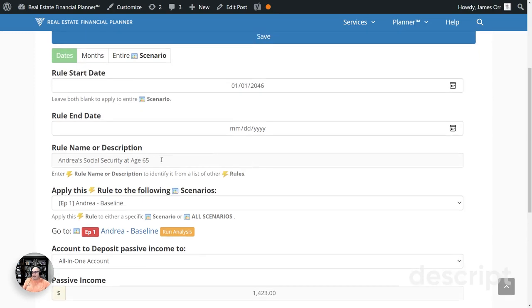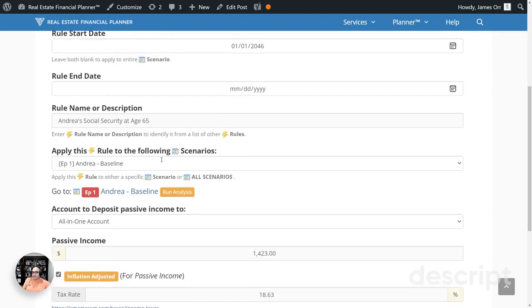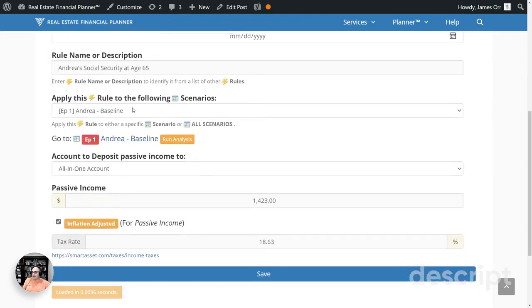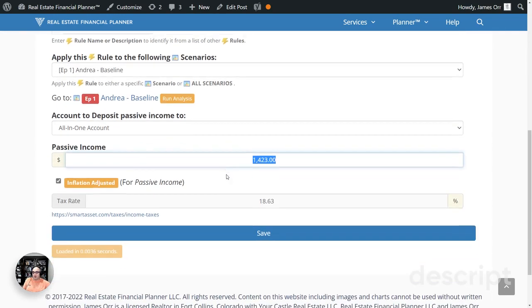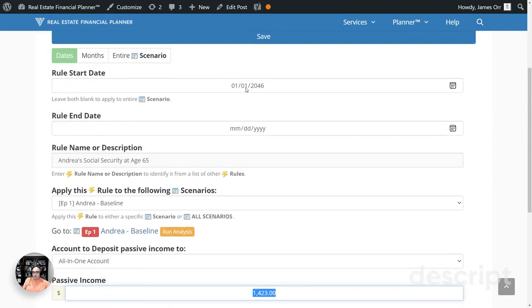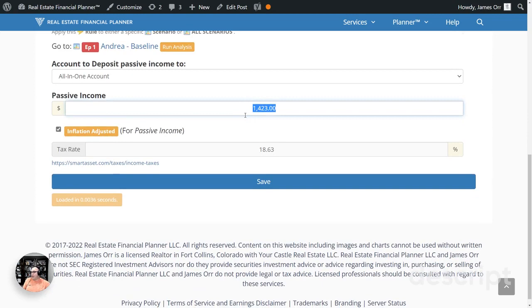And so I just described this as Andrea's Social Security income at age 65. It applies to that scenario, episode 1, Andrea baseline. And we're going to deposit her passive income into her all-in-one account. Her passive income is going to be about $1,423 per month, and we do adjust this for inflation. And then the tax rate on that income that she's earning is 18.63%. And so we show the amount of money she's earning from her passive income, and that it starts about 25 years in the future, and that will then contribute toward her ability to achieve financial independence.